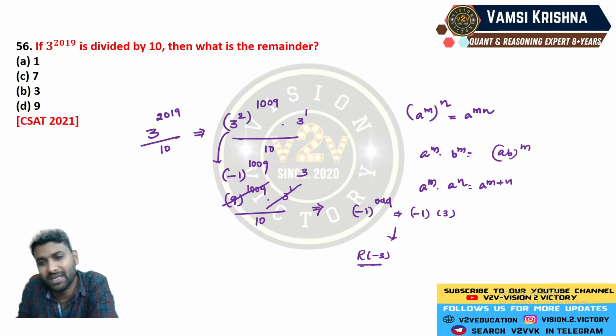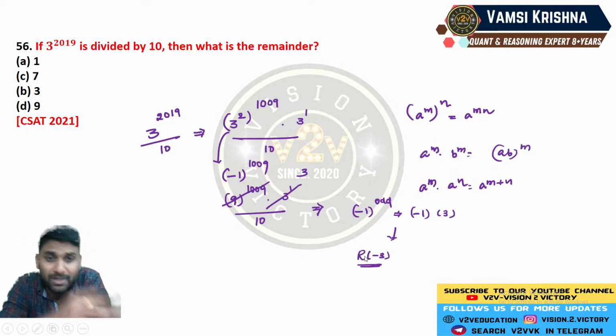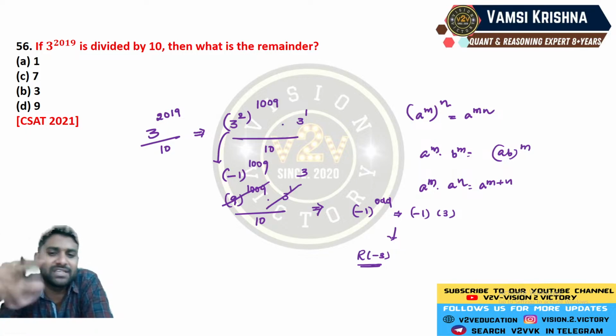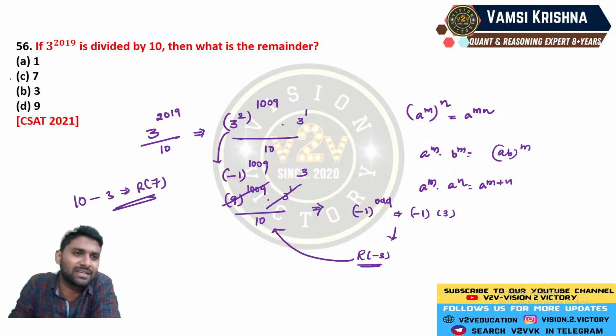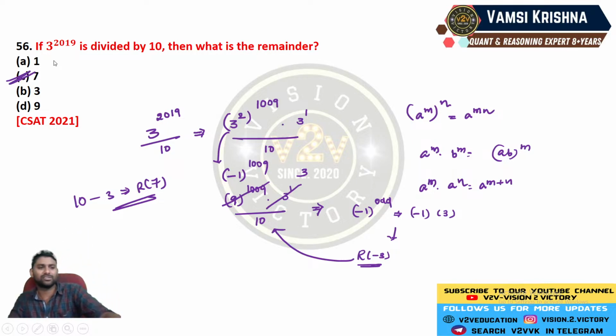But you never get any negative remainders in the options. But you know the conversion here. To convert any negative remainder into a positive one, simply add the denominator. So the answer is 7. This is your final remainder, guys.